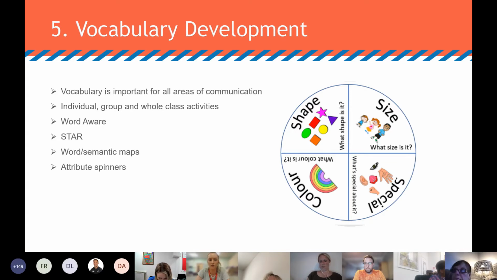Some of you might be aware of the Word Aware books. That basically covers teaching vocabulary across the curriculum. It has things like the STAR approach in it. That's select, teach, activate, and review, and how we can really make sure learners are remembering the vocabulary that we're teaching them. And we'll also go through some other resources which might be useful in lessons, so word and semantic maps or attribute spinners, and you can see an example of that here.